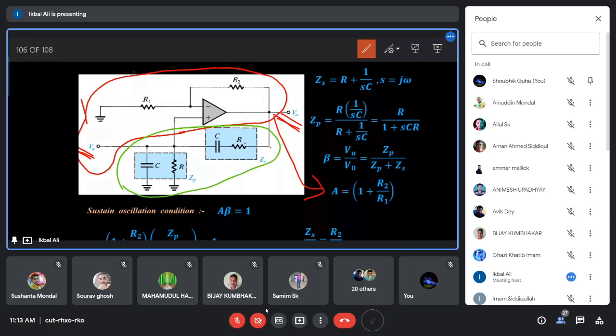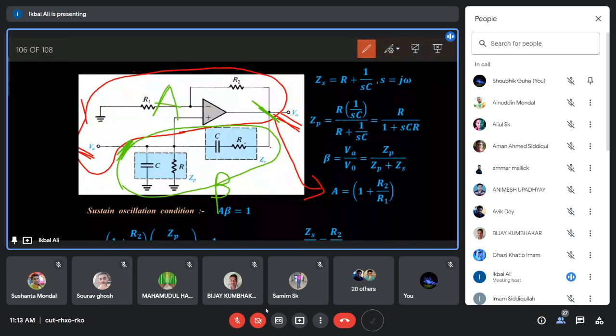This network is tapping the output voltage V0 and producing a fraction of the output voltage at the input side. That is your feedback voltage, and it is connected to the input of the amplifier, because we have seen that the feedback voltage in the oscillator system is also connected to the input side. A fraction of the output voltage is generated by this network, which is the beta network. So this is your beta network, and this is your amplifier A.